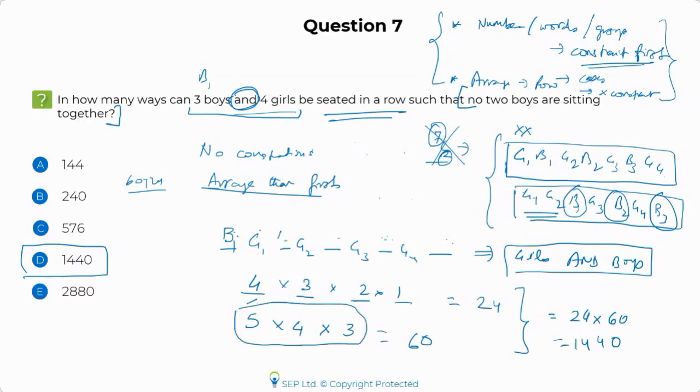So there is a case like this also. Boy one is sitting here, boy 2 is sitting here, and boy 3 is sitting here. This case will be considered because I'm considering all the 5 spaces. So effectively, what is this arrangement? Look at it. B1, G1, G2, B2, G3, B3, G4. Notice the two girls are together without any issues. If you have any doubts, feel free to ask.